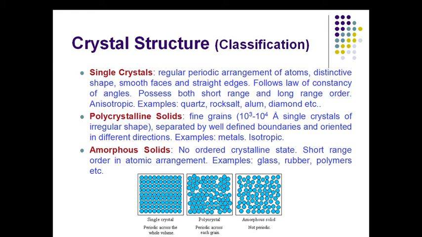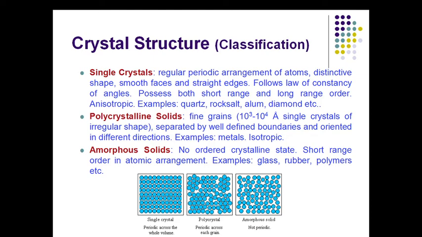Now, we learned a broad classification of solids into amorphous solids and crystalline solids. Again, crystalline solids are classified as single crystals and polycrystalline solids. Out of these, we are going to basically focus on crystalline solids, that is single crystal and polycrystalline solids, but we should know what an amorphous solid is.